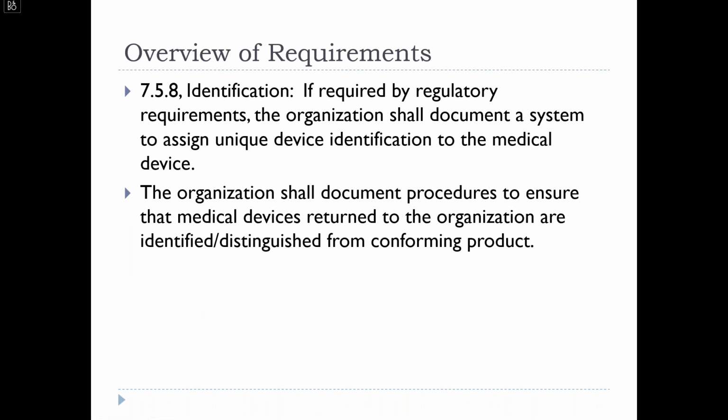(758) relates to product identification. If it's required based on the type of device by applicable regulatory requirements, the organization has to document a system to assign a unique device ID to the medical device. The organization also has to have more general procedures to ensure that medical devices returned to the organization are identified and distinguished from conforming product. So suspect and non-conforming product that's returned needs to be distinguished from conforming product or WIP.